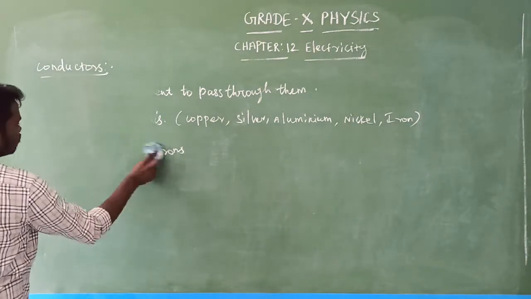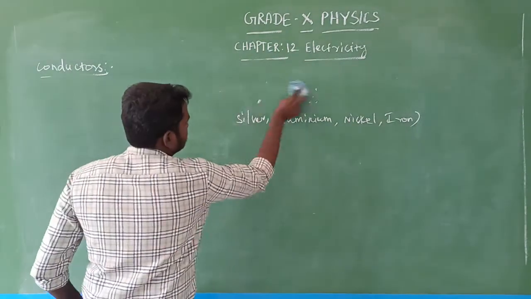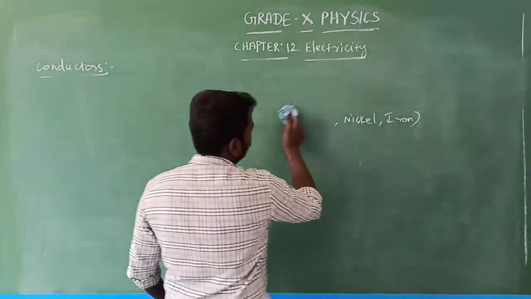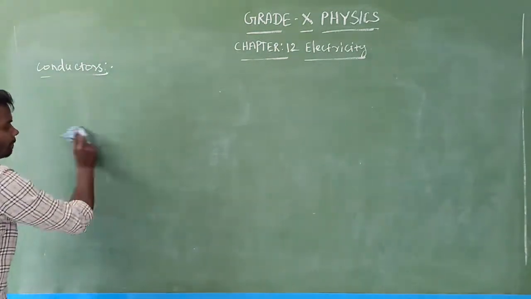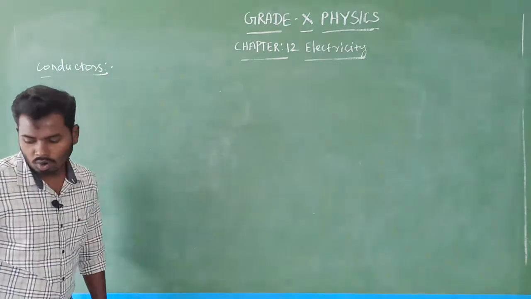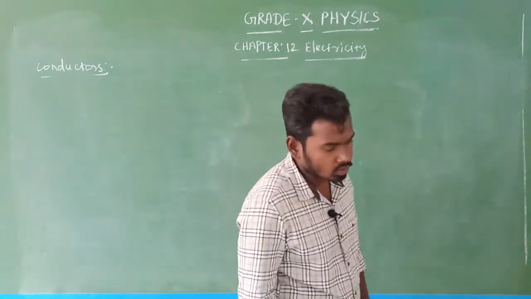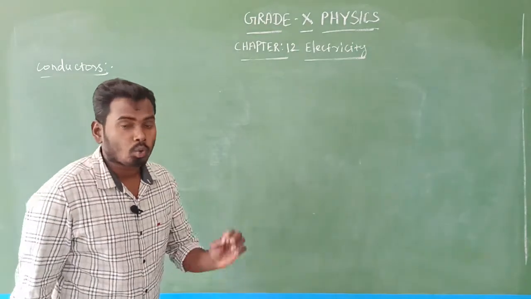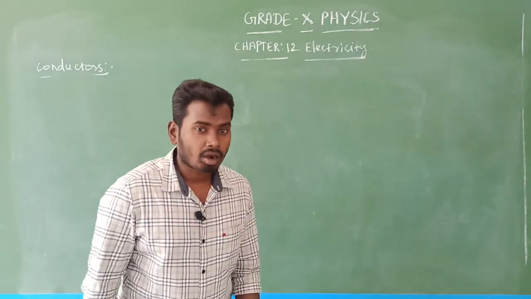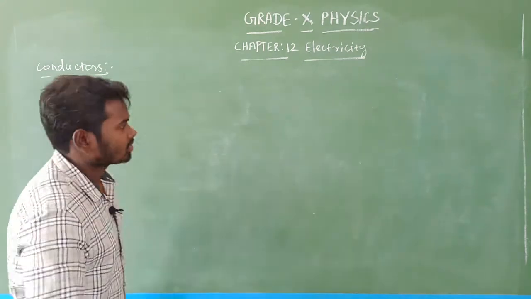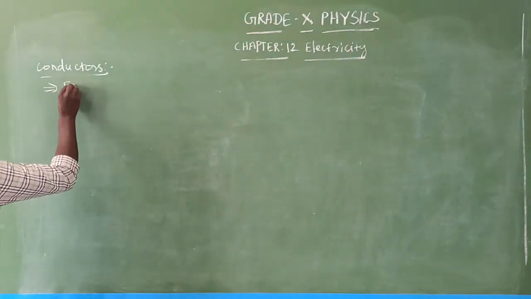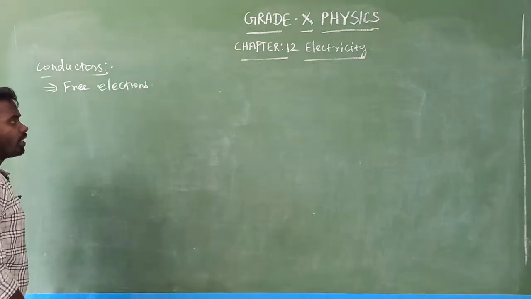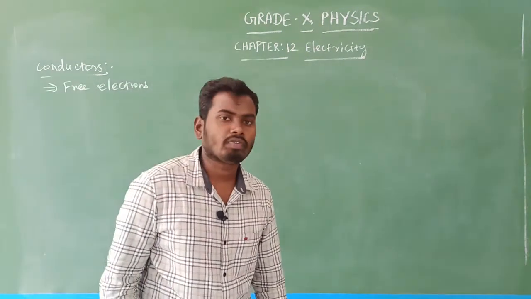Next we are going to see why the conductor conducts the current. What is happening there? Okay, look here. All metals are good conductors of electricity. Why do they conduct the current? Because they have free electrons. That is the reason why they are all considered good conductors of electricity.